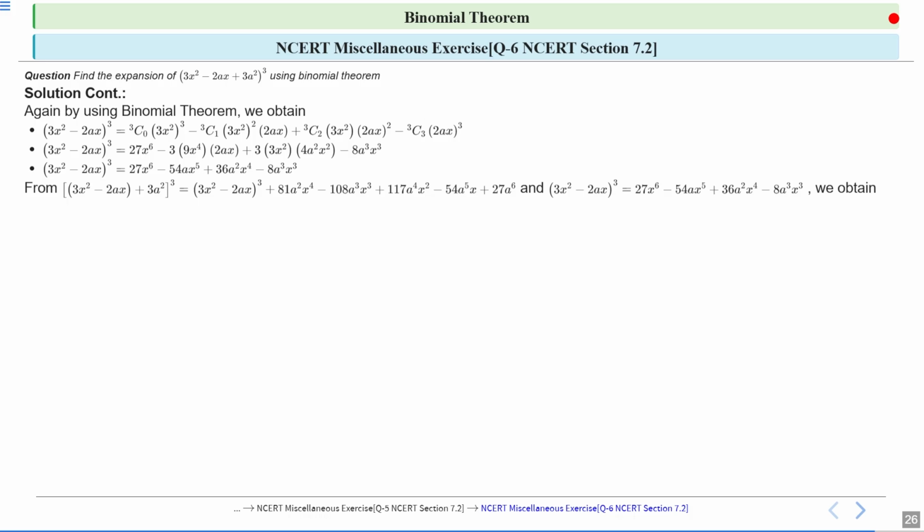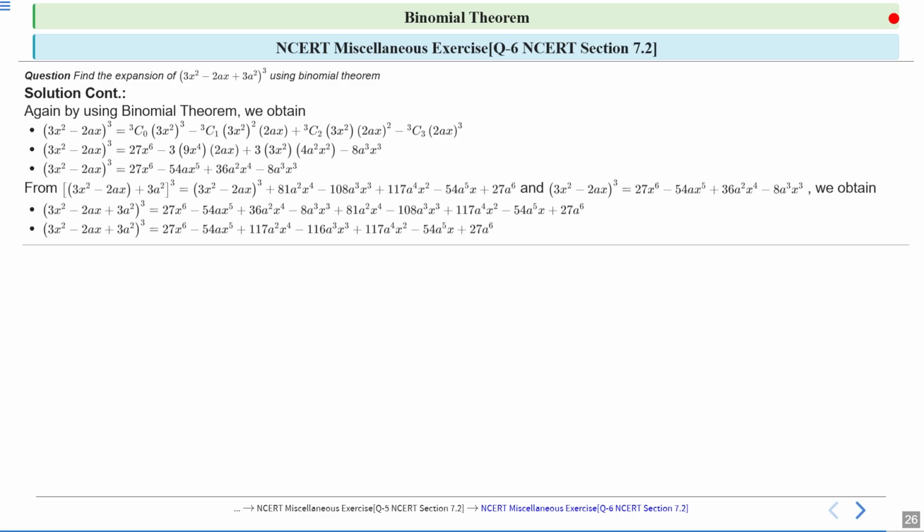So from now, combining the expansion of (3x square minus 2ax plus 3a square) whole cube and of (3x square minus 2ax) whole cube, we obtain (3x square minus 2ax plus 3a square) whole cube equal to 27x to the 6 minus 54a x to the 5 plus 36a square x to the 4 minus 8a cube x cube plus 81a square x to the 4 minus 108a cube x cube plus 117a to the 4 x square minus 54a to the 5 x plus 27a to the 6.